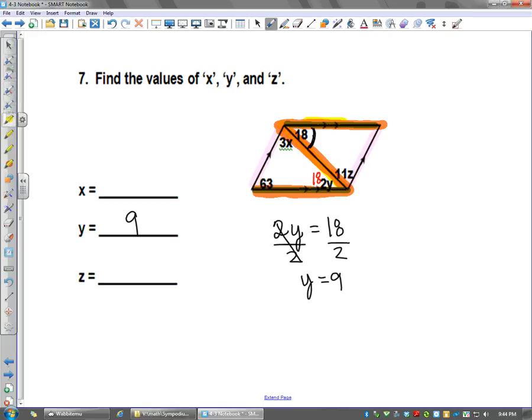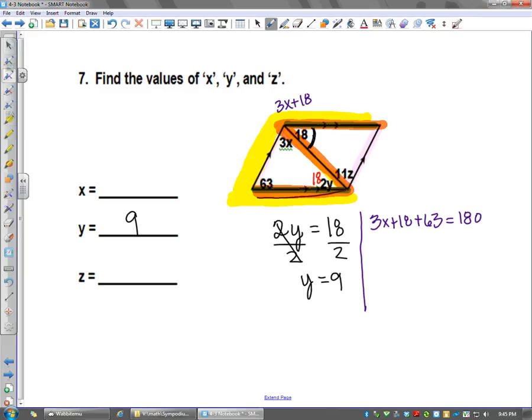Now, if I trace over this angle, by the way, this angle is 3x plus 18 by the angle addition postulate. Then I can trace over this angle, okay? And what I just did is I made the letter C, and if I make the letter C, I know the angles are same side interior angles, and so I know they have to add up to 180. So 3x plus 18 plus 63 is equal to 180.